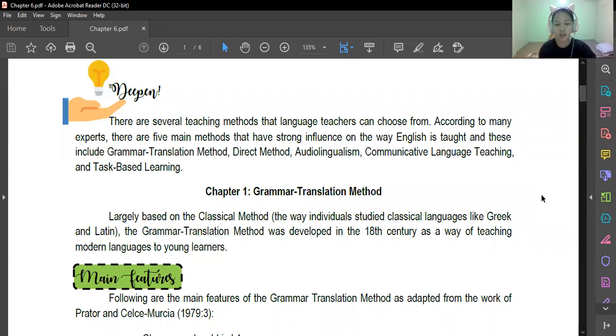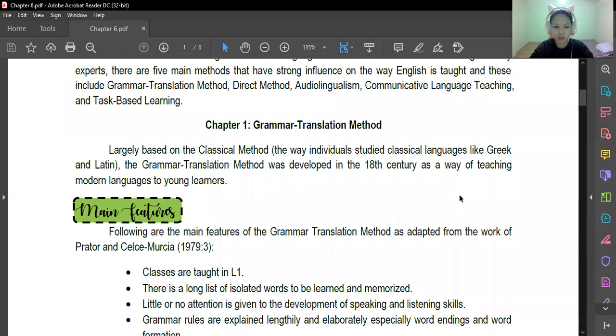Now, GTM, direct method, audiolingualism, and task-based learning are included here in one PDF, but CLT is on another document because it's quite long. And frankly, this is my own opinion, you might have different opinions, though. But I think among these 5 methods or approaches, I think CLT is the strongest. You'll learn why later on. Okay, let's start with chapter 1, grammar translation method.